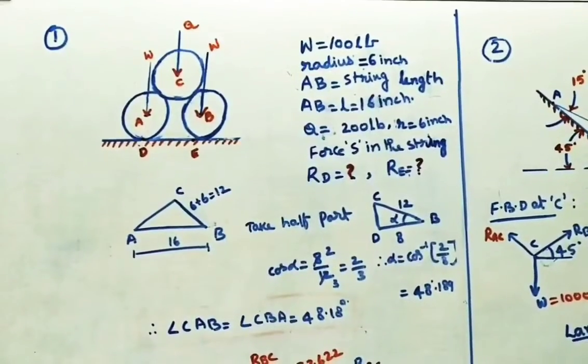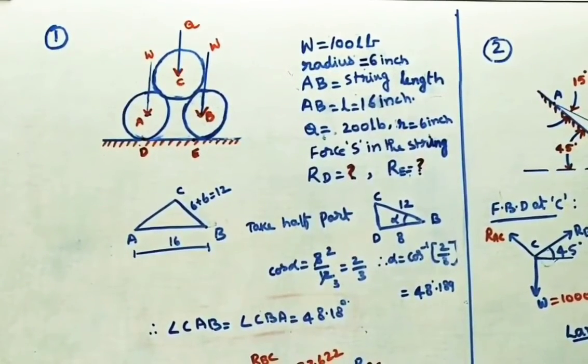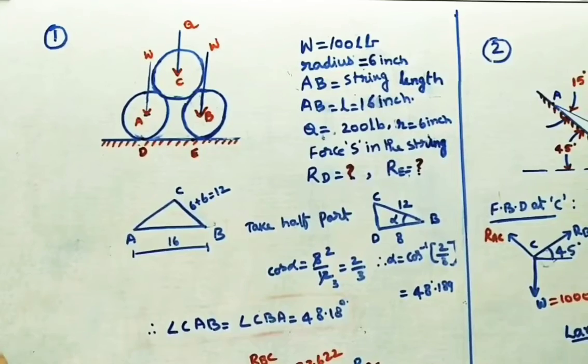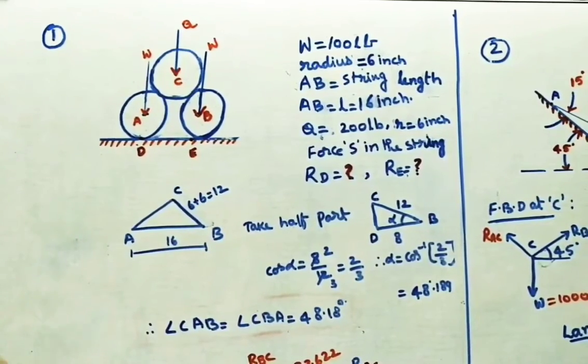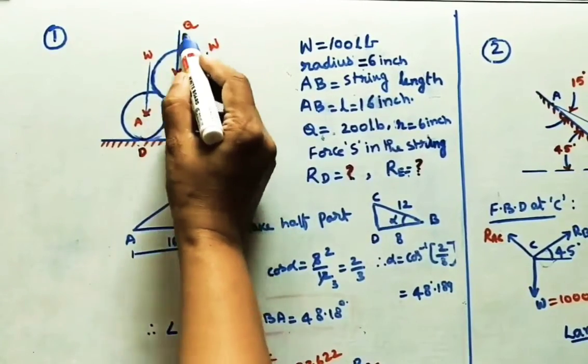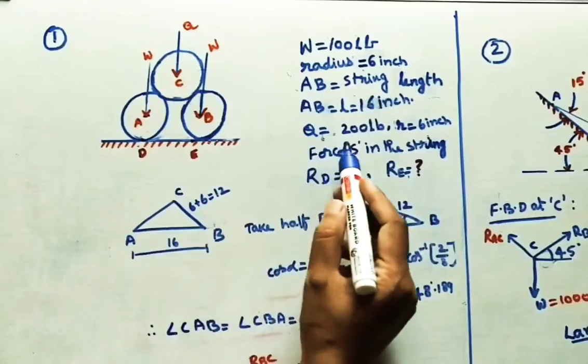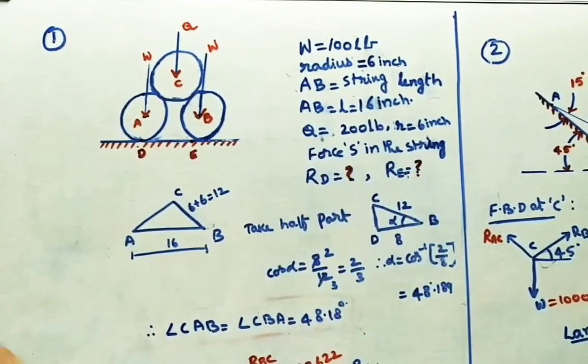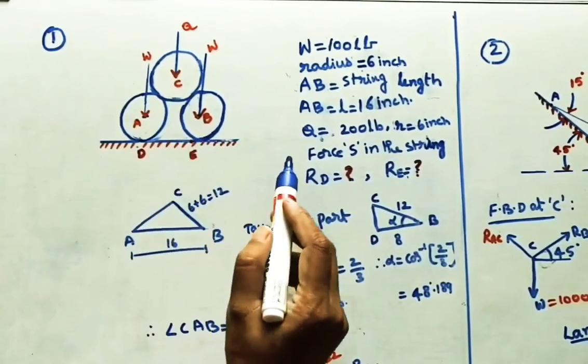In today's class, we will discuss roller problems. In the first question, 3 rollers are given. Here, the first roller has the center C. The weight of this roller is Q, given as 200 lb, and rollers A and B are also given.